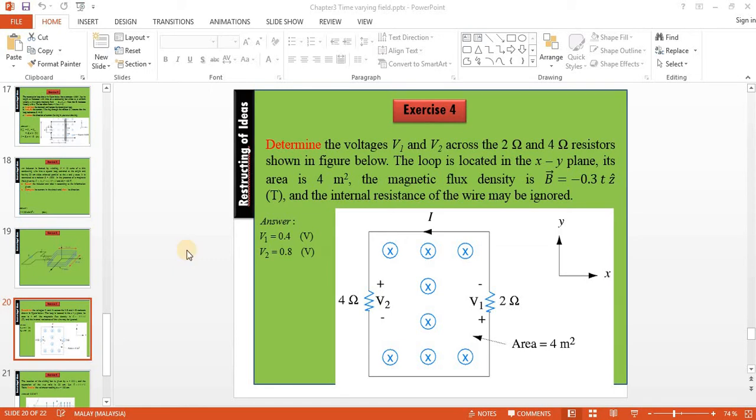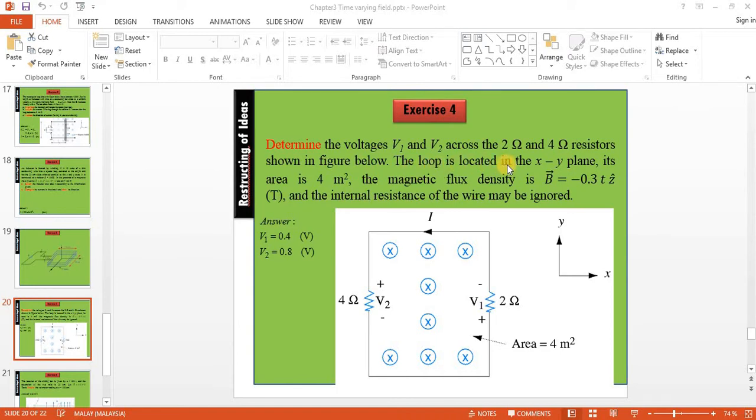Now let's look at exercise 4. So this is exercise 4. You have to determine the voltages V1 and V2 across the 2 ohm and 4 ohm resistors shown in the figure below.